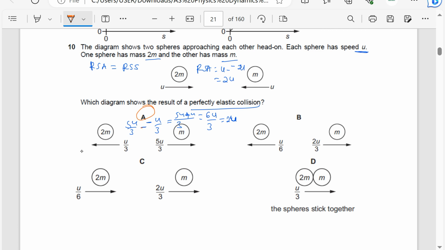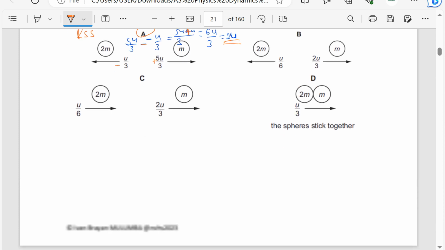I subtracted a negative because to the left is negative and to the right is positive, so it is minus negative, which becomes plus. So it gives us 6u over 3, which is 2u, the same as the relative speed of approach. Here I was checking relative speeds of separation after collision. So the answer is A.